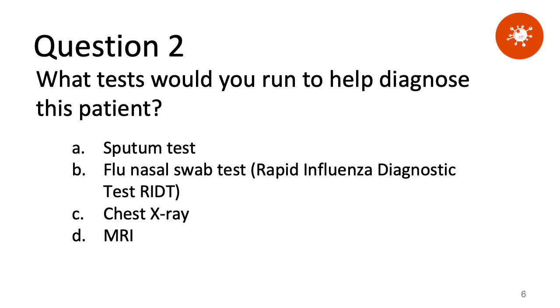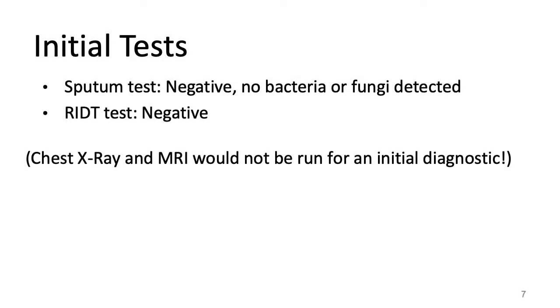Then more expensive tests that would come further down the road would be things like chest x-rays or MRIs, magnetic resonance imaging. With a chest x-ray, you're exposing someone to radiation, so you probably don't want to order that if you don't need it. MRI is very expensive and takes a long time. Put a 10-year-old in an MRI, they have to lie still. Probably not the first test you're going to order. So you go ahead and you order the sputum test and the RIDT test.